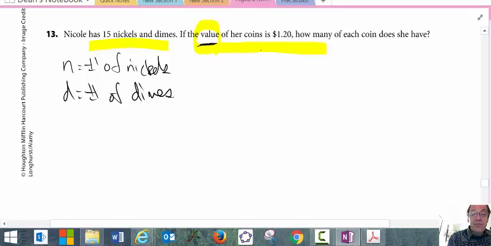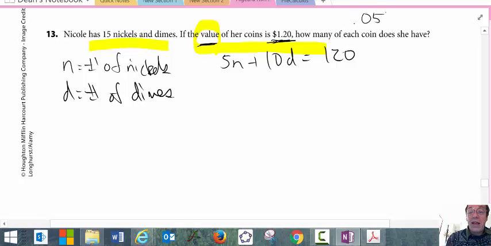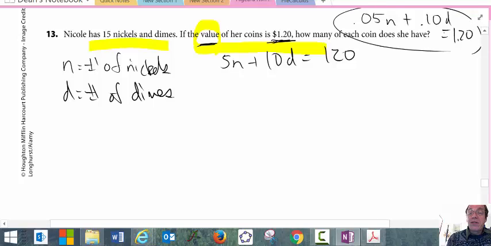So the value of her coins is going to be, now if I say cents, I've got to change $1.20 into cents. That's 120 cents. I like it better that way. So I'm going to write 5n plus 10d equals 120. Now if you wanted to write it as dollars, like this is written, you'd have to write 0.05n plus 0.10d equals $1.20. I don't like that because it introduces decimals and you don't really need them. But anyway, that should help you do number 13.